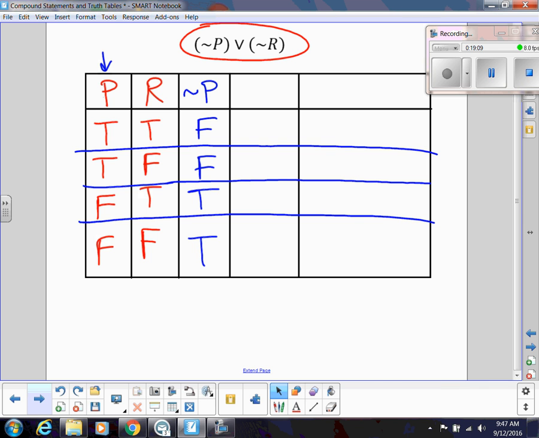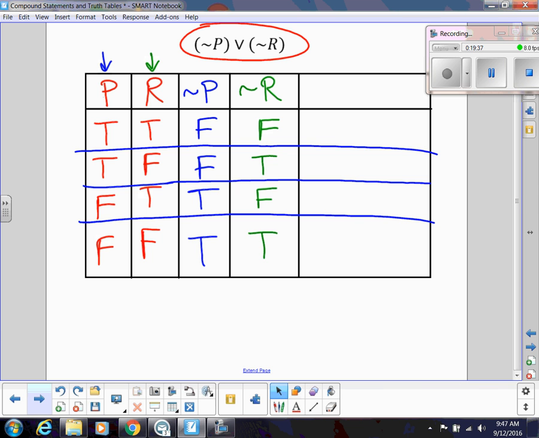I'm also going to look at the part after the or, the not R. Again, I want to do those first, and then I'll connect those two pieces. So now I'm looking at this column, and I'm going to do the negation of that column. The opposite of true is false. The opposite of false is true. The opposite of true is false. And then the opposite of false is true.